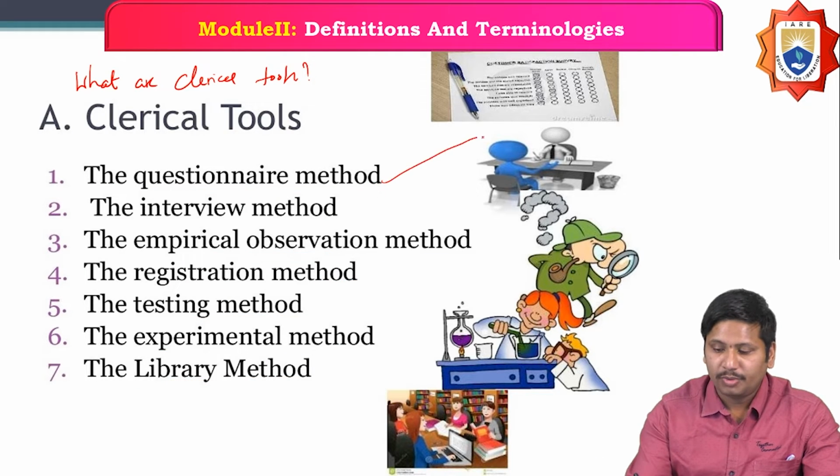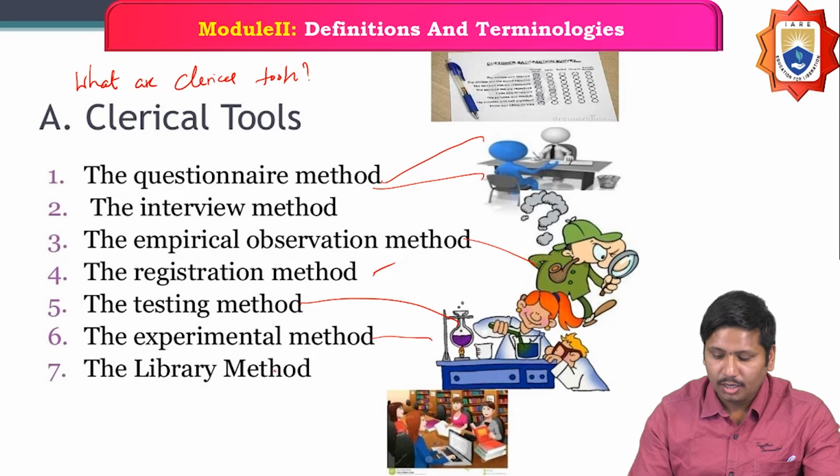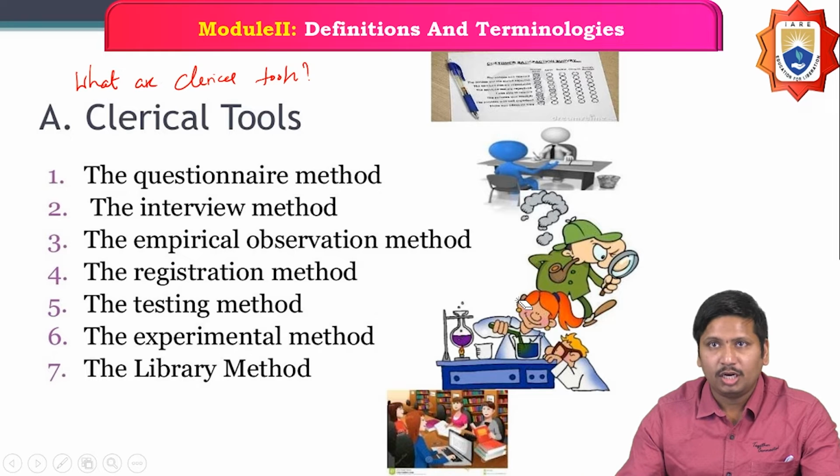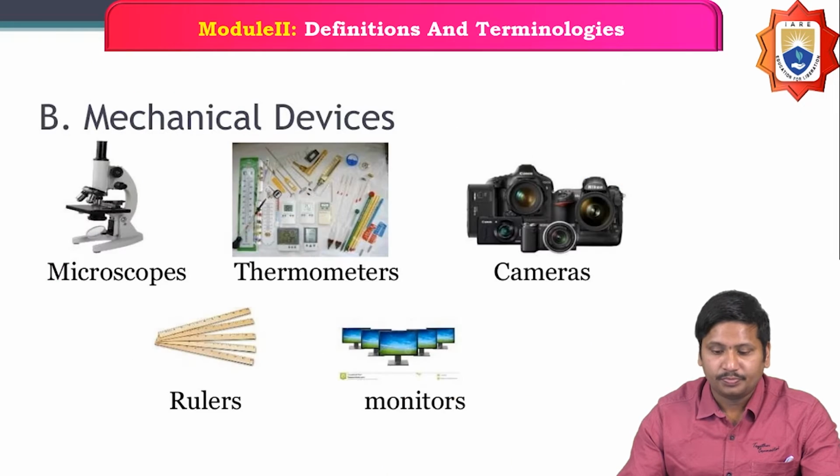So the questionnaire method is the one, and then interview method is the one, and then empirical observation method or registration method, and then testing method, experimental method, and then library method. So like this I can be able to do it with the help of these clerical tools to extract the primary or secondary data. Then what are the different mechanical devices that are available for extracting this primary and secondary data?